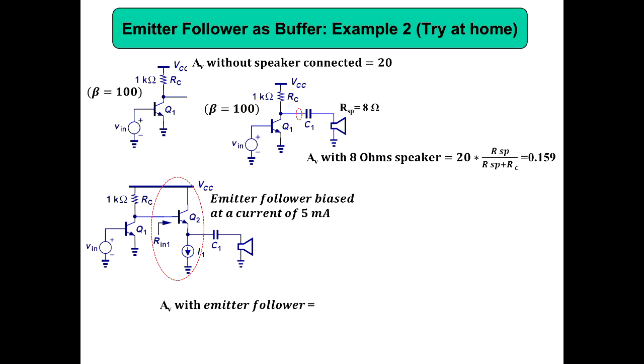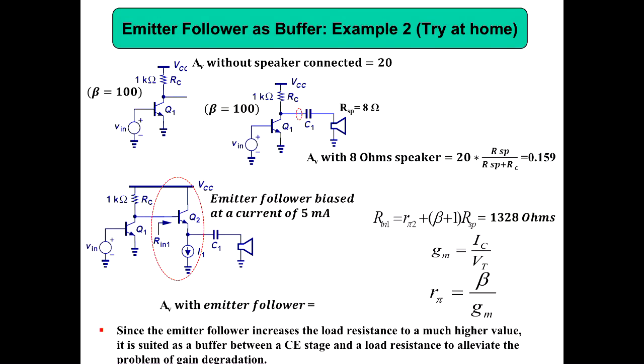Then you have to find out AV with emitter follower, your voltage gain with emitter follower. What we did, you have to repeat it. See, all are given, you have to find out this value. So this is now our amplifier. My question is, AV without speaker connected is 20. Earlier it was 38.4, now you got 20. Then you connect a speaker, and the gain is reduced to 0.159. Now you have to find out, when you connect an emitter follower of the same bias current, what will be the gain with emitter follower.